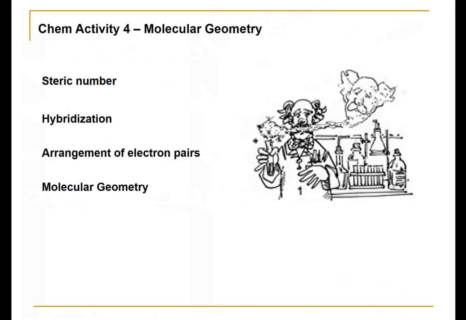In chem activity 4, we'll continue our exploration of the connection between hybridization, arrangement of electron pairs or electron pair geometry, and molecular geometry. We will turn our focus in this chem activity to atoms other than carbon, and thereby we will need to introduce the concept of steric number.